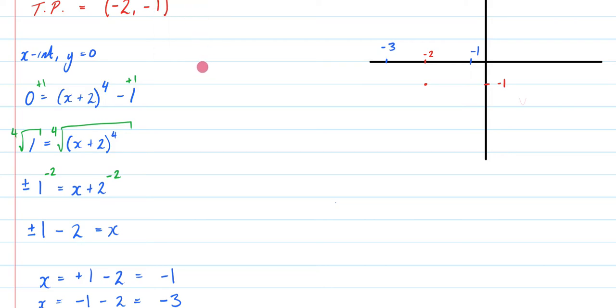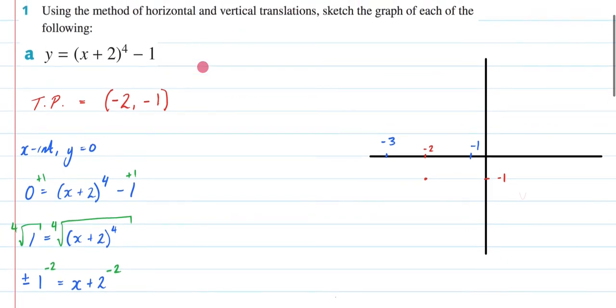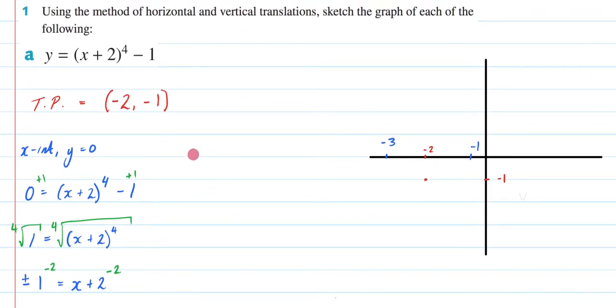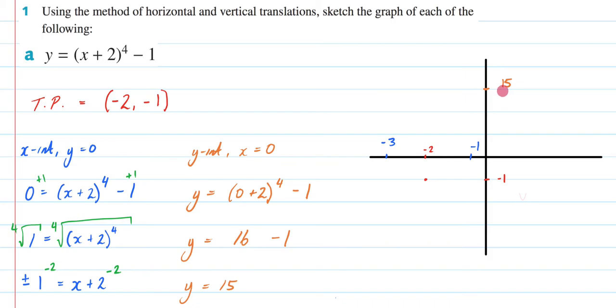Let's now find our y-intercept. To find our y-intercept, we are going to let x equal 0 and then solve. So we're going to get y is equal to (0 plus 2) to the power of 4 minus 1, which is just going to be 2 to the power of 4, which is 16, minus 1. So our y-intercept is going to be 15. So let's come over here and mark that as 15.